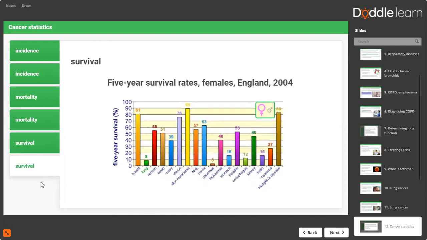For women, it is the second lowest, again, survival. The lowest survival is pancreatic, followed by lung. The highest chance of survival for women is skin melanoma, followed by Hodgkin's disease, breast cancer, uterine cancer, cervical cancer, and then rectum, bladder, NHL. I've gone off order a bit there, but yeah.